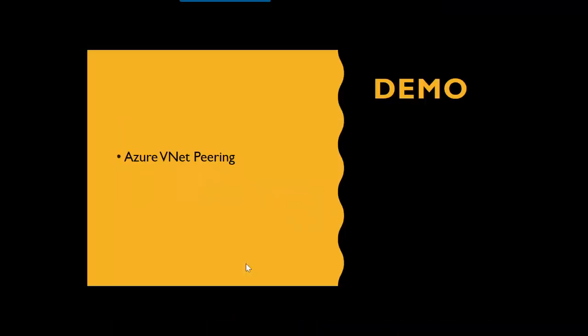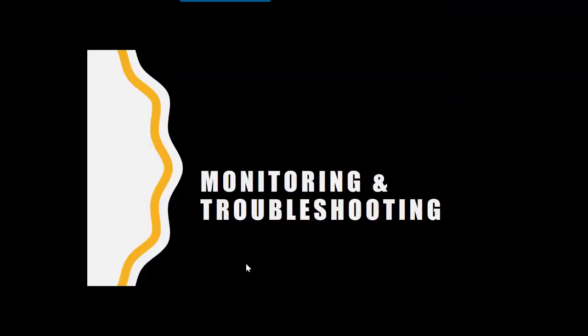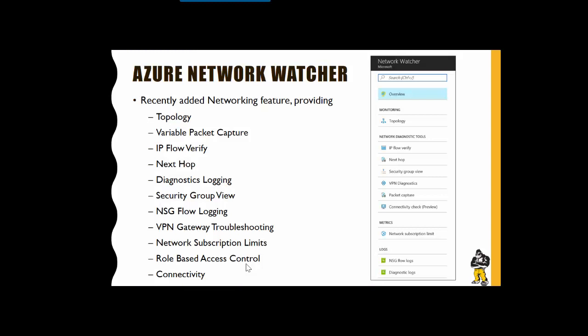So pretty interesting feature. Last couple of minutes, I want to talk about network monitoring and troubleshooting. The first component available in Azure is Azure Network Watcher. Azure Network Watcher is a pretty new feature in Azure, giving you a lot of interesting options. First of all, providing you a topology view, allowing you to inspect network traffic by using a variable packet capture, where maybe some of you were using Wireshark in the past to really troubleshoot network communication, where Azure Network Watcher is basically providing you the same thing.